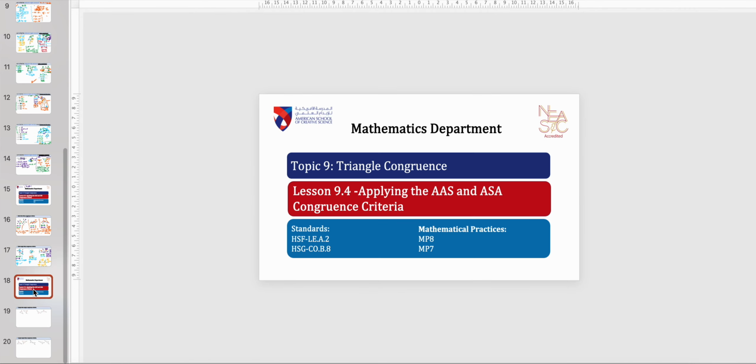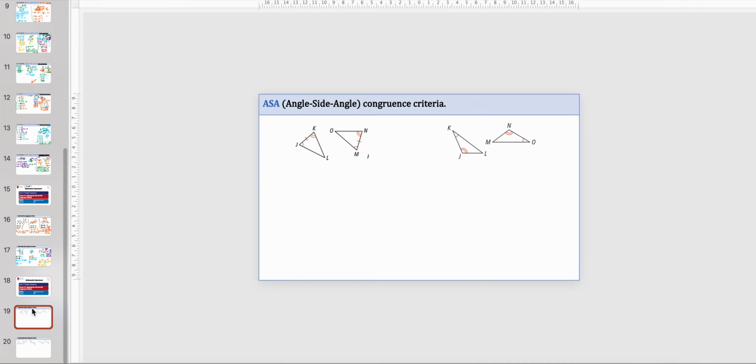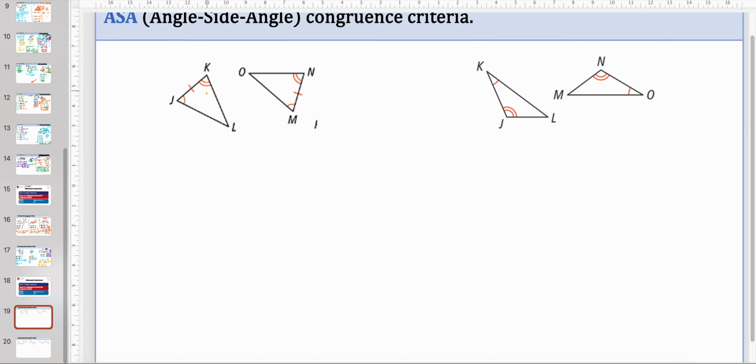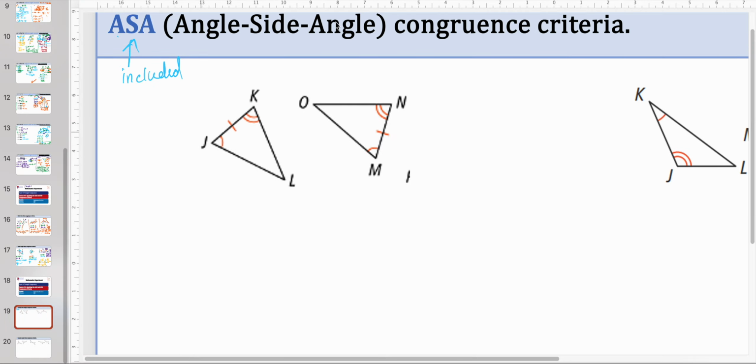Now I will go directly to the other lesson, which is 9.4, applying AAS and ASA rule. Now angle side angle, again I want to show that these two triangles are congruent. How? Following angle side angle, same as before, but now we have the side included, so there should be angle and a side included, and then another angle. So looking at these two triangles, I have two set of angles. This angle equal to this angle. Angle J is equal or congruent to angle M. Good. Angle K that has a double line is congruent to angle N that has also a double line.